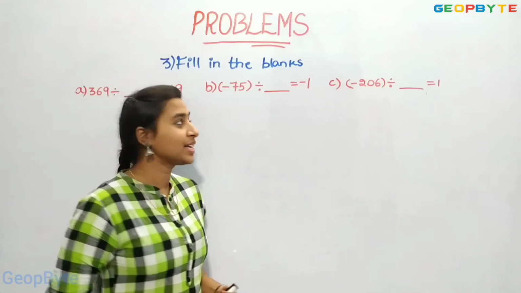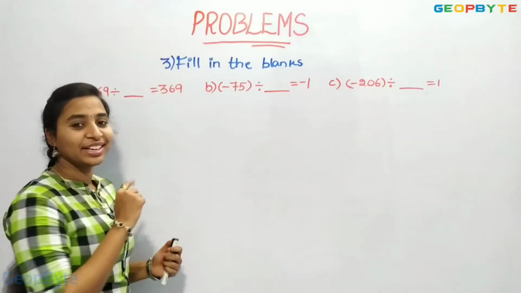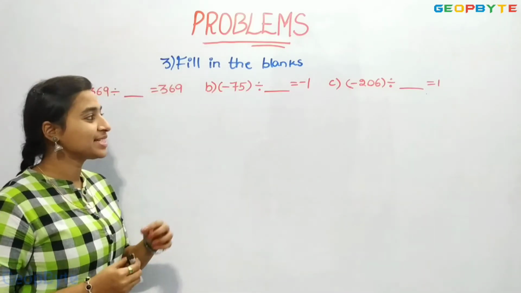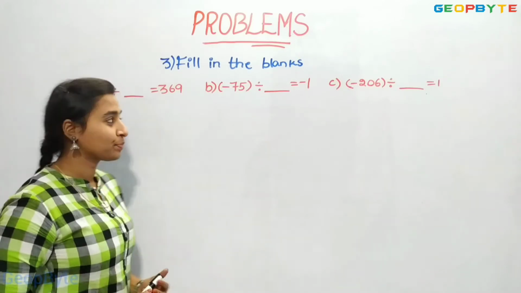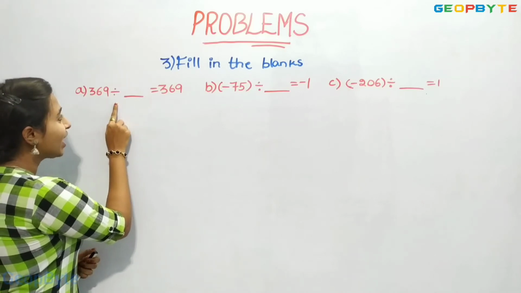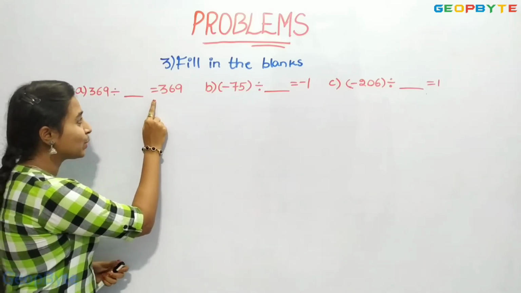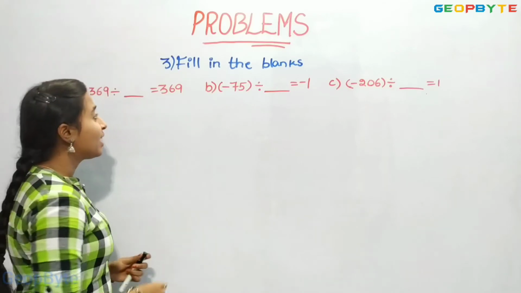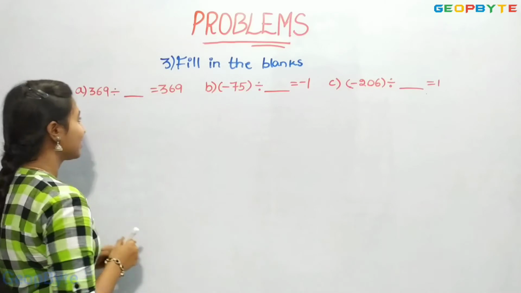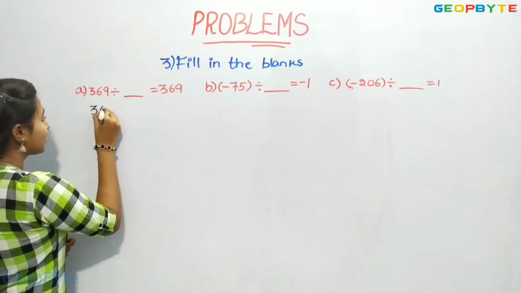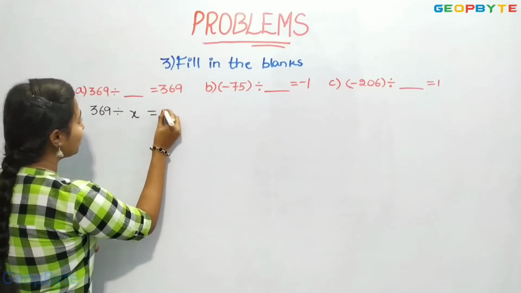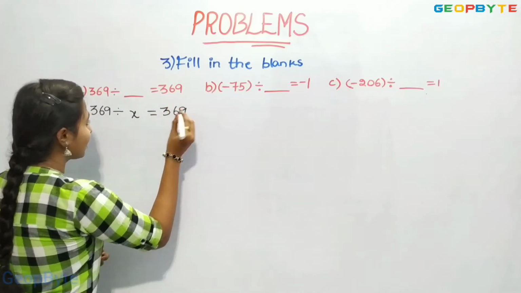Now, let us see the third question. Fill in the blanks. Below, we have some questions with missing blanks. Let us find them. We have 369 divided by dash is equal to 369. Let us assume this missing integer as x. 369 divided by x is equal to 369.